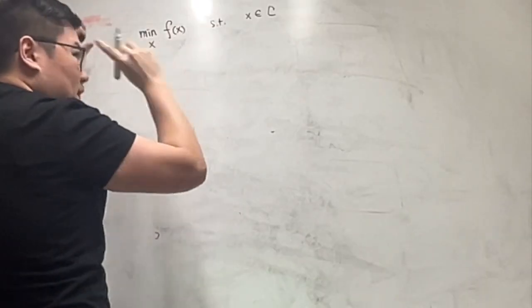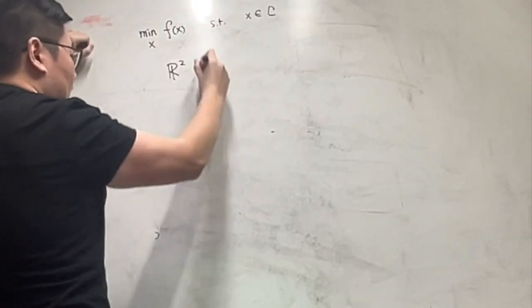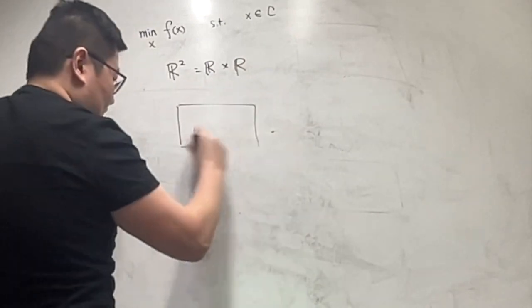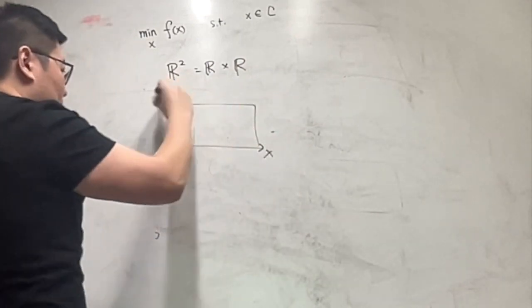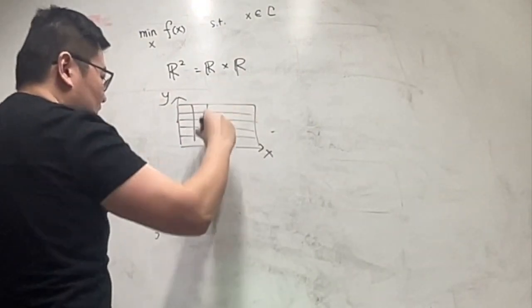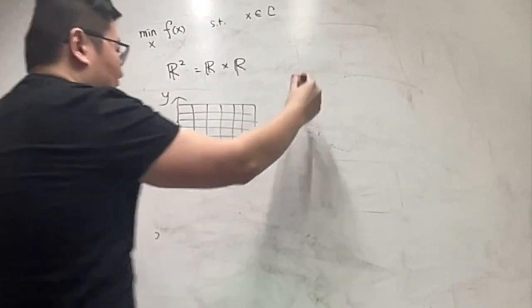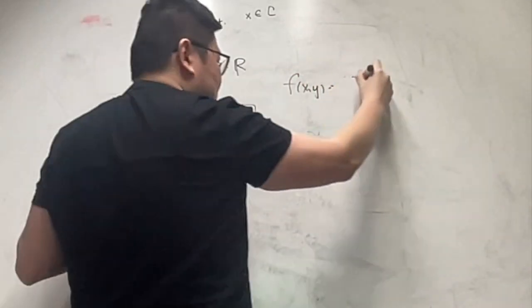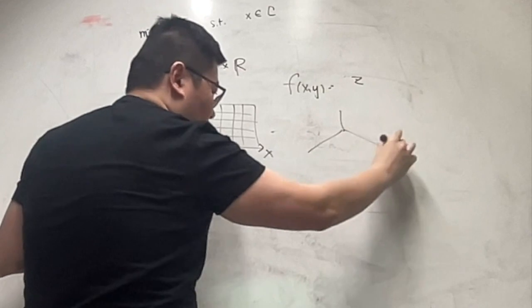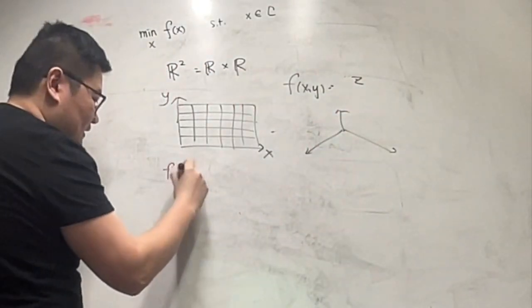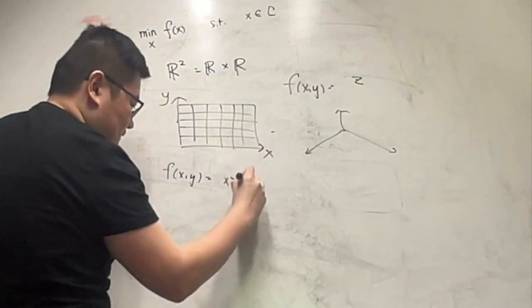Okay, so suppose I have a two-dimensional case. So R2, that means I have R times R, okay? So that means instead of x, I also have y. And then the x here is a bunch of points in this coordinate space, okay? Then my function value f(x,y) gives me some number. Let's say I call it the z coordinate. That means my plot will be a 3D plot, okay?